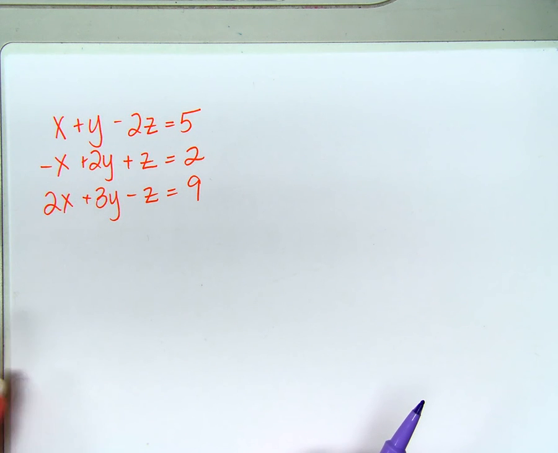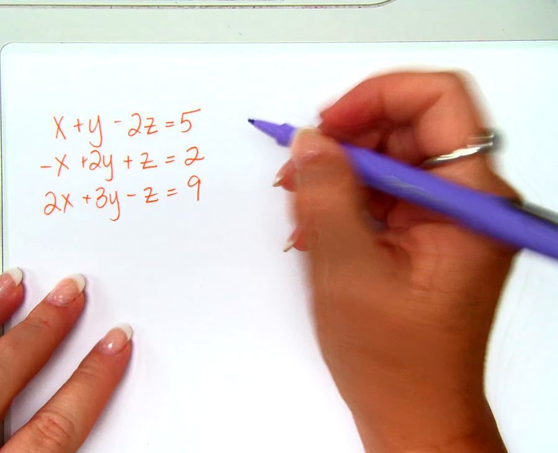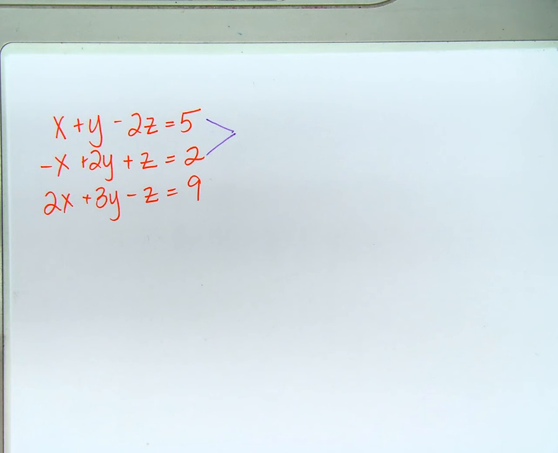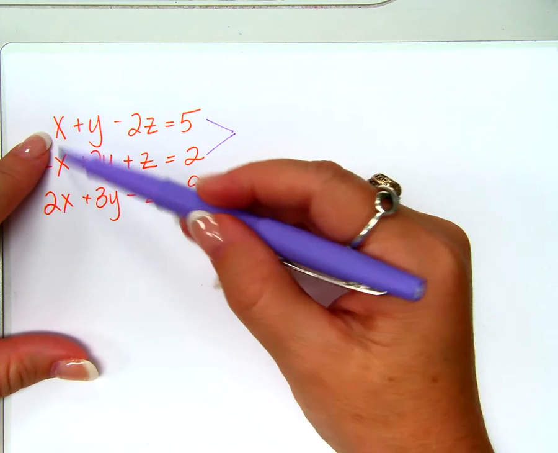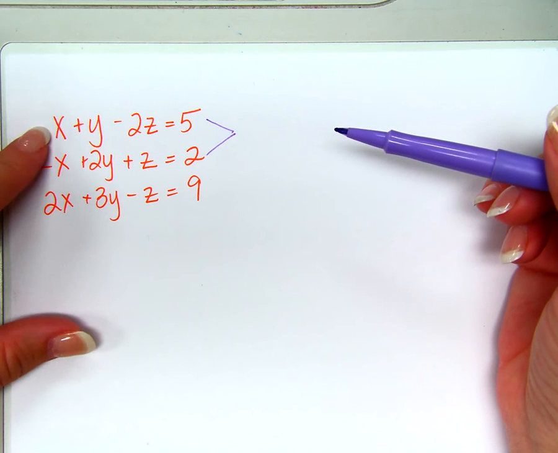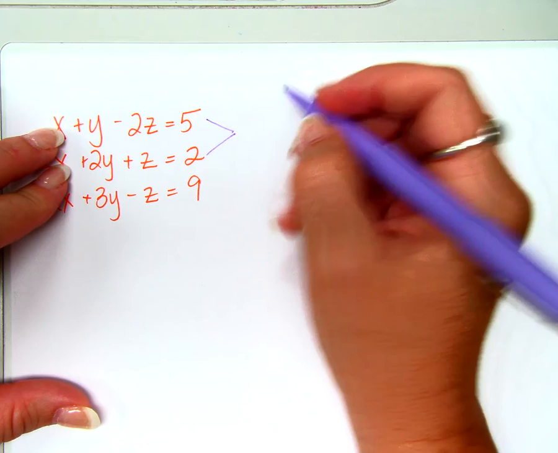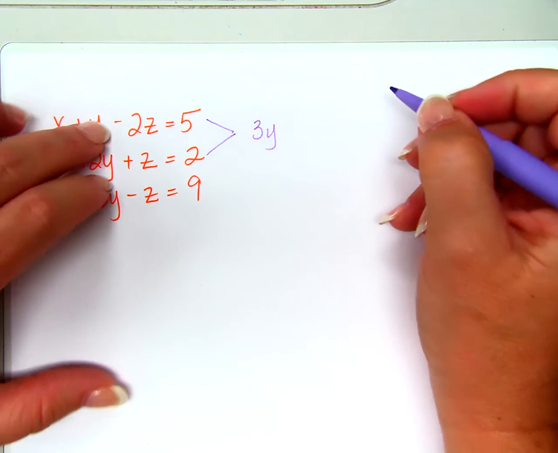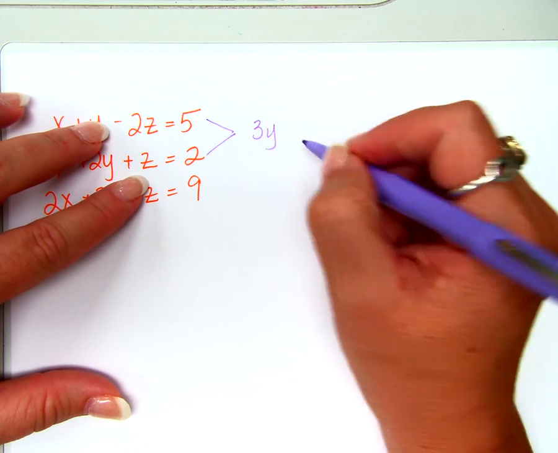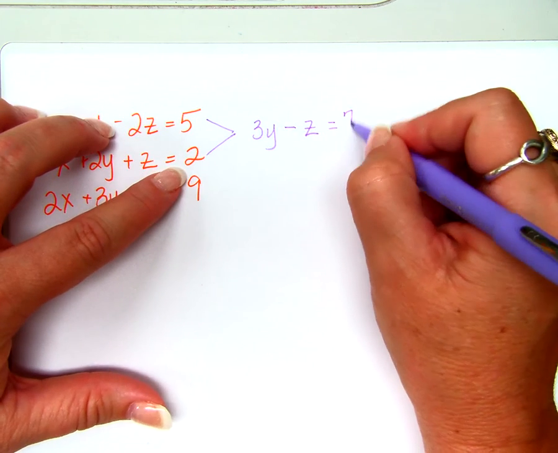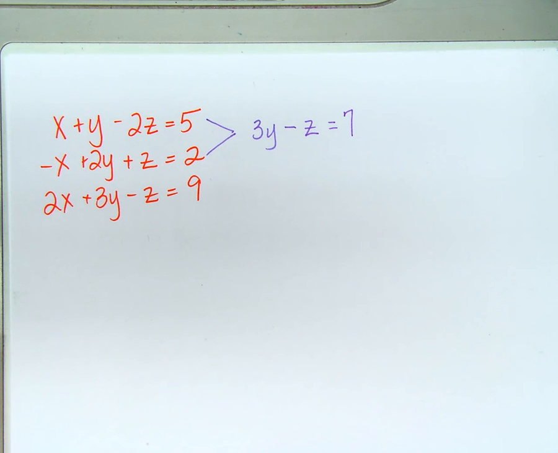Which would be the easiest x's to eliminate first? The top two. So if I combine the top two equations, remember I'm doing elimination, which means I'm going to be combining two equations. If I combine these two equations, what do I have left? What's x and negative x? 0. What's y and 2y? 3y. What is negative 2z and positive z? Negative z. And what's 5 and 2? 7.